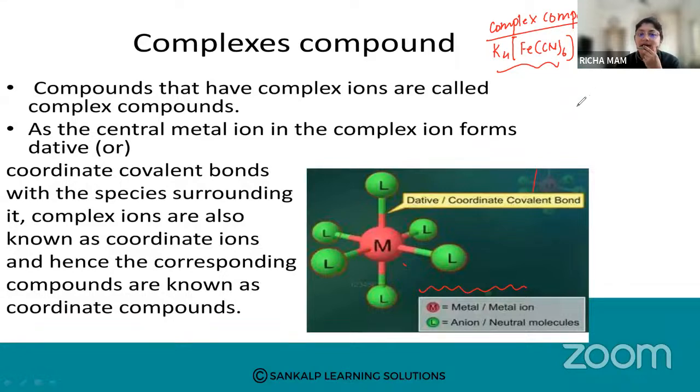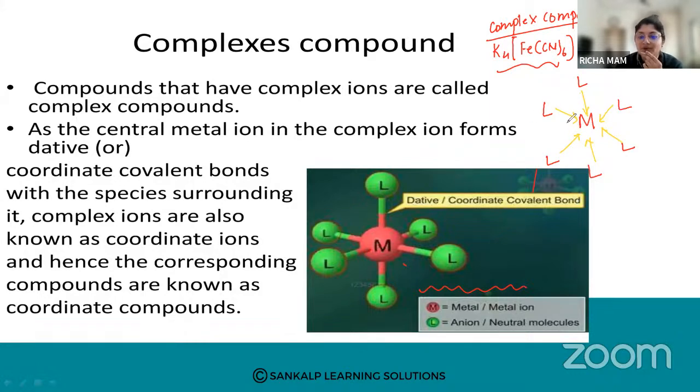In this complex compound, there is the central metal atom or ion in the complex ion, and surrounding it the ligands are there. Between these ligands and the metal, there is a type of bond formed, and this bond is called a coordinate covalent bond or dative bond.